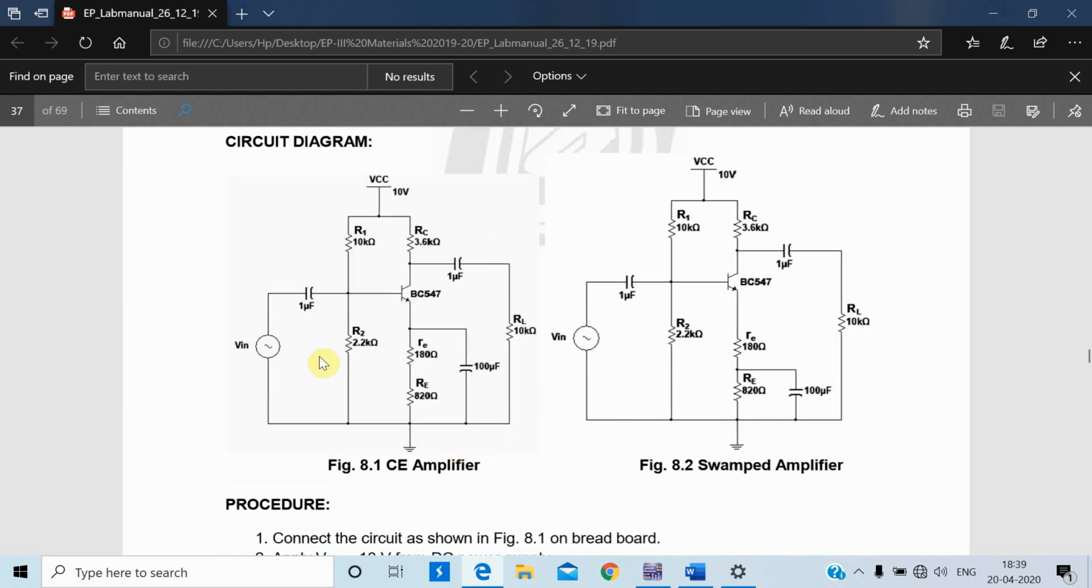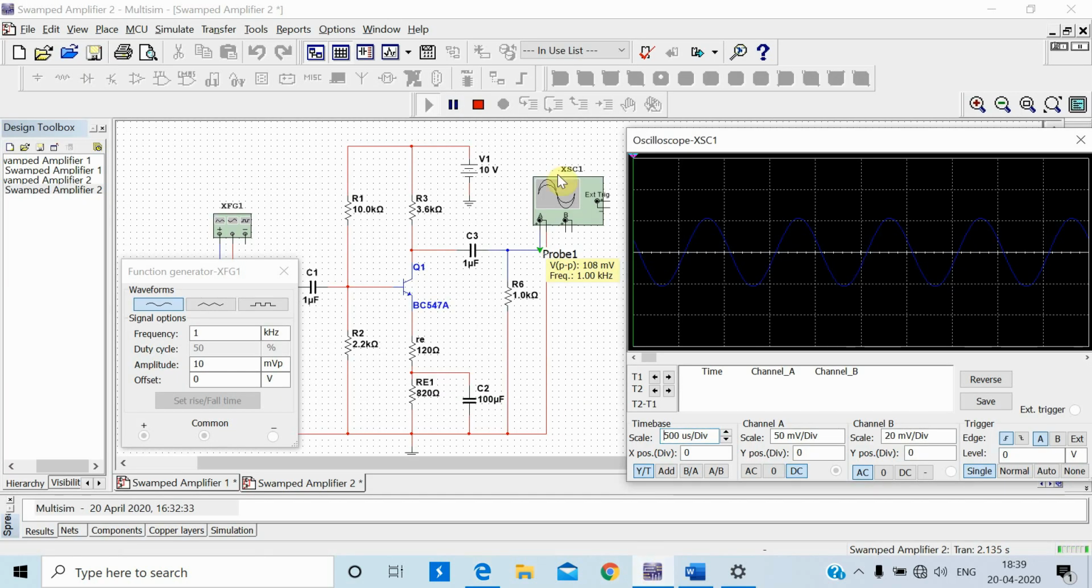Now for these two circuits, if we provide inputs, what is the output that we have to observe, and for different sets of input, what is the effect in terms of nonlinear distortion, meaning whether the output is the same as the input or not, that we have to observe. So let's implement these two circuits on the Multisim platform, right?